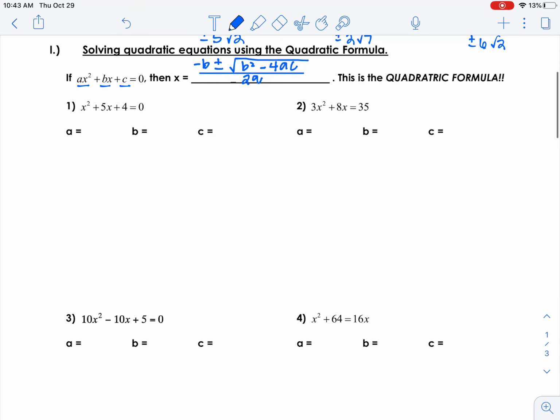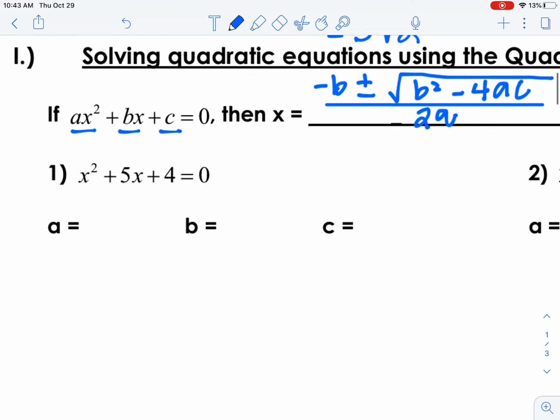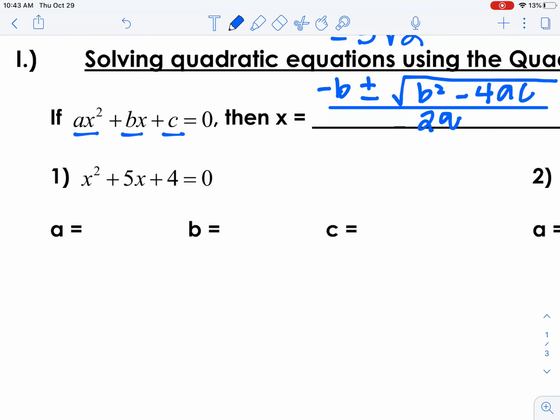So when we solve using the quadratic formula, first I have you guys figure out what are your a, b, and c values. For this equation, this quadratic, x squared plus 5x plus 4, it's equal to 0, so that's our first step. We want to set it equal to 0. Then we solve for a, b, and c. A is 1, because there's no number, but it is a 1 in front of x squared. B would be 5, and C is 4.